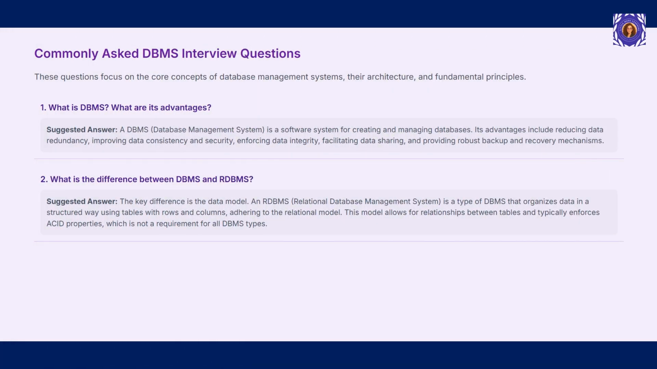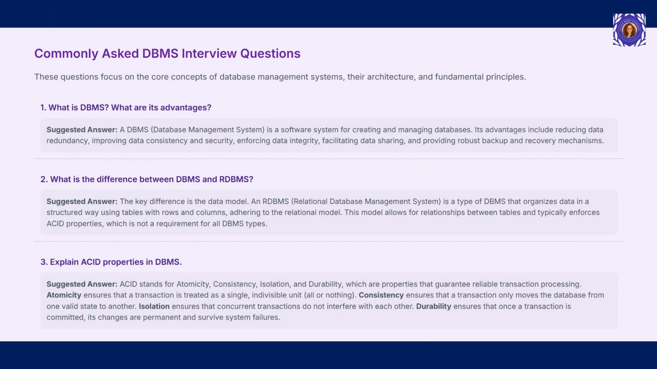This leads us to the next logical question. What's the difference between a DBMS and an RDBMS? The key distinction lies in the data model. An RDBMS, or a Relational Database Management System, is a type of DBMS that organizes data in a structured way using tables, rows, and columns. This relational model allows for strong data relationships and, most importantly, enforces ACID properties.